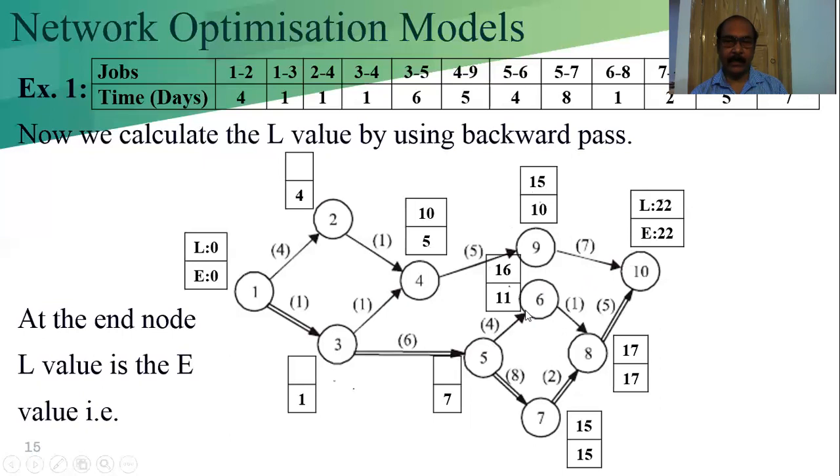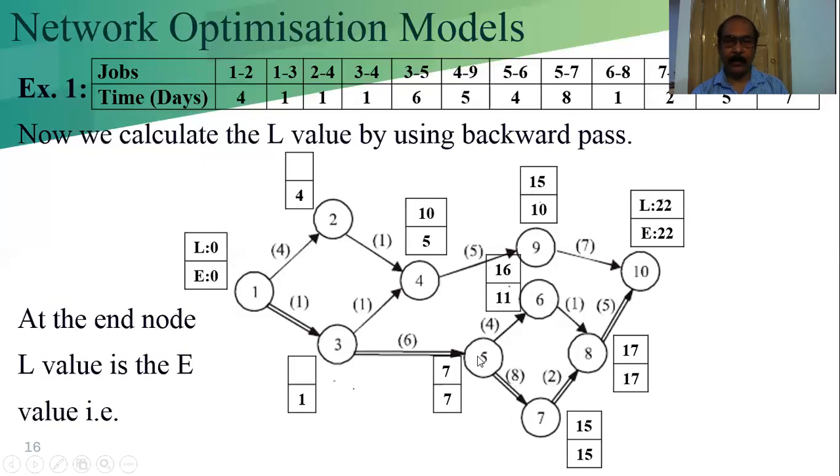Now in this case, L6 is 16. 16 minus 4, what is the value? 16 minus 4 is 12. Or in this case, 15 minus 8, that means 7. Which one is the minimum? 7. That would be shown in the next slide. See, 16 minus 4 is 12 and 15 minus 8 is 7.